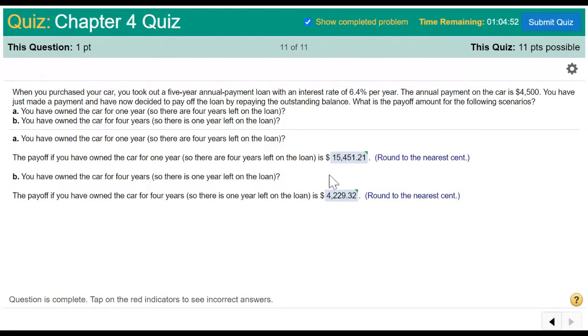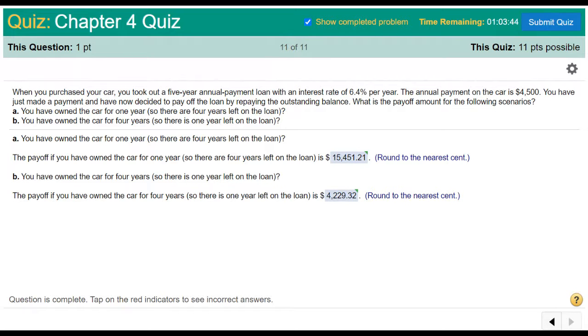The second one is the same thing, right? N equals 1. Professor, it's not coming up, the answer. You're doing it wrong then. N equals 4. IY equals 6.4. Payment is negative 4,500. Future value is 0. Compute for present value. Yeah, now I got it.